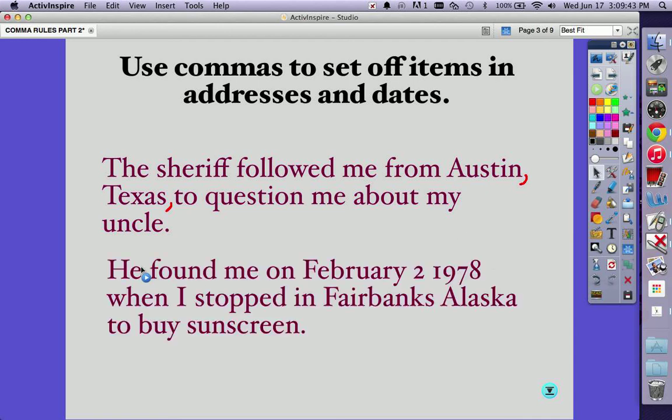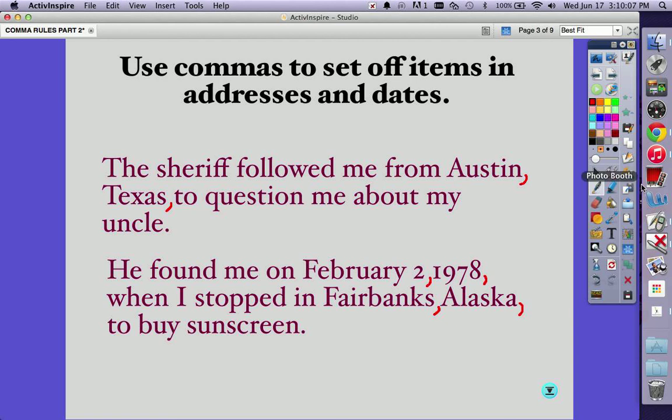Let's look at another example. "He found me on February 2nd, 1978, when I stopped in Fairbanks, Alaska, to buy sunscreen." So I know when I write a date, I'm going to separate the day from the year with a comma. And then since this is the last item in that date, I put a comma after 1978. Same deal with Fairbanks, Alaska. I have to separate the city from the state with a comma, and then I have to put a comma after Alaska as well.